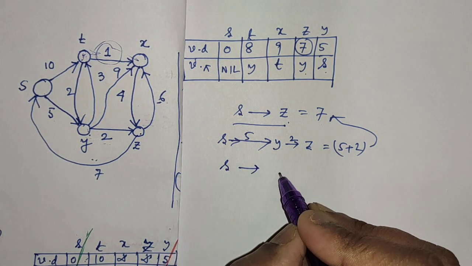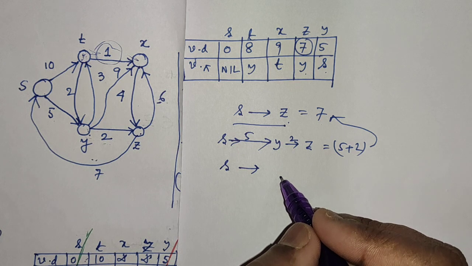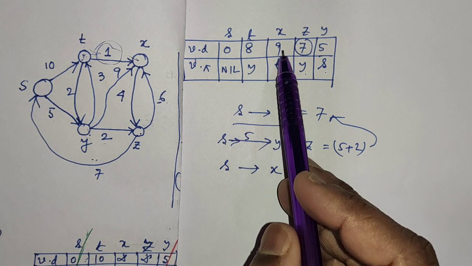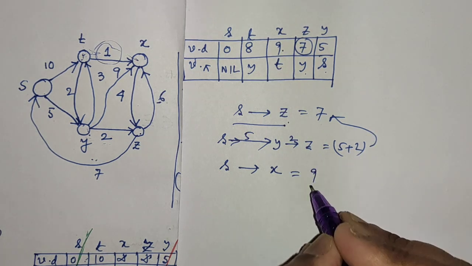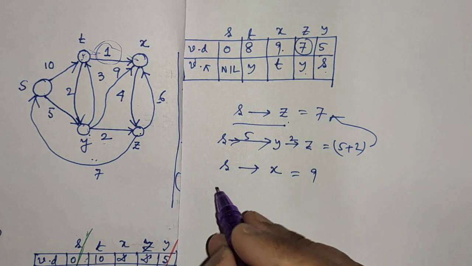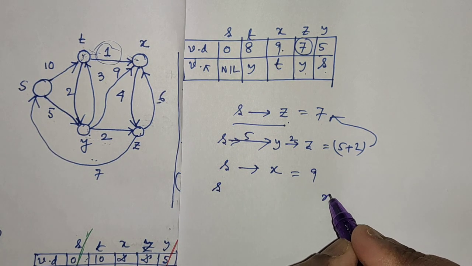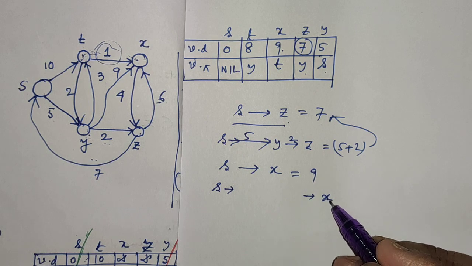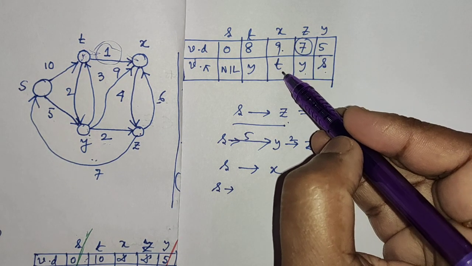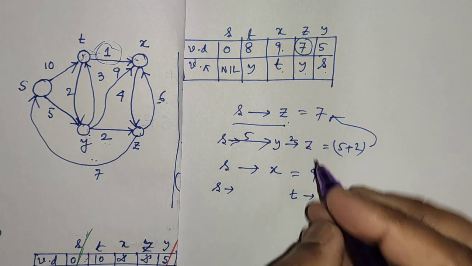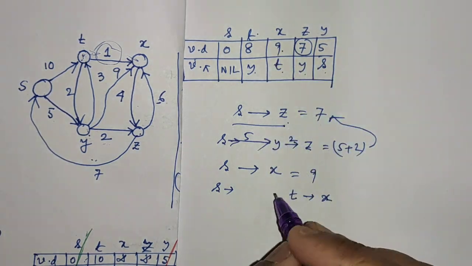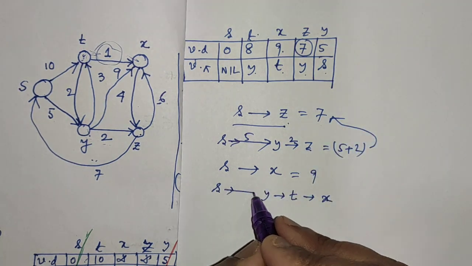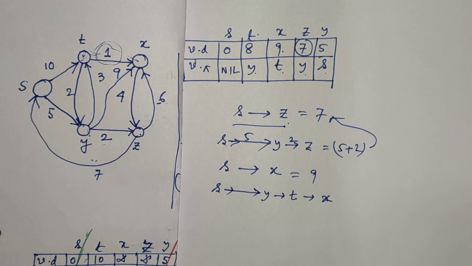So let us take another one. S to, suppose X. What is the final D value of X? 9. So the shortest distance is 9. So what is the path? Write X, S, write X. What is the pi field or predecessor of X? It is T. Fine. Move on to T. What is the predecessor of T? Y. Move on to Y. What is the predecessor of Y? S. So move on until you find S.